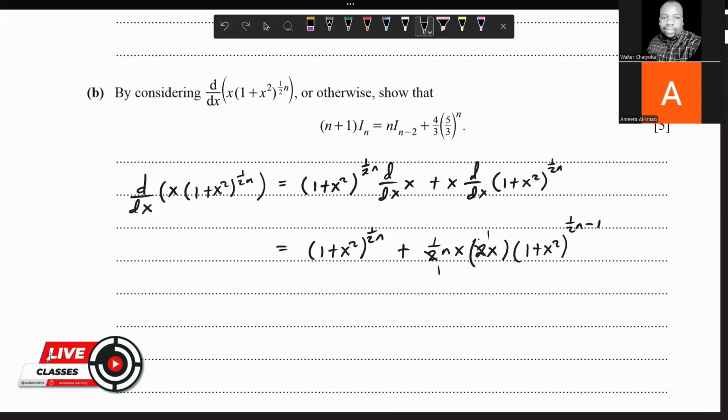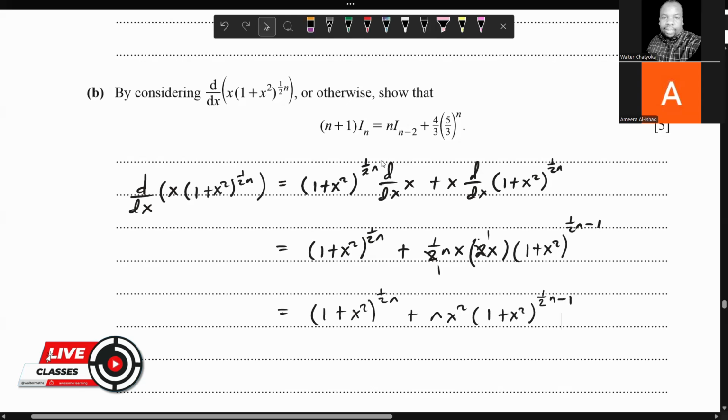So 2 goes into this. So that will be having 1 plus x squared to the half n plus n x squared times 1 plus x squared to the half n minus 1. So this is what we get when we do the differentiation, okay? 1 plus x squared to the half n plus n x squared times 1 plus x squared to the half n minus 1. All right.